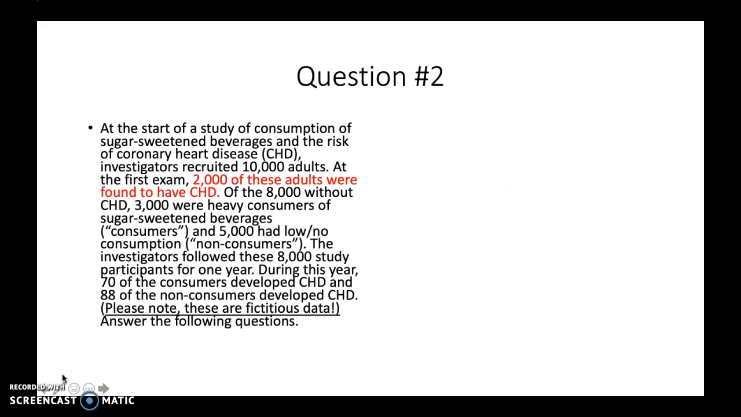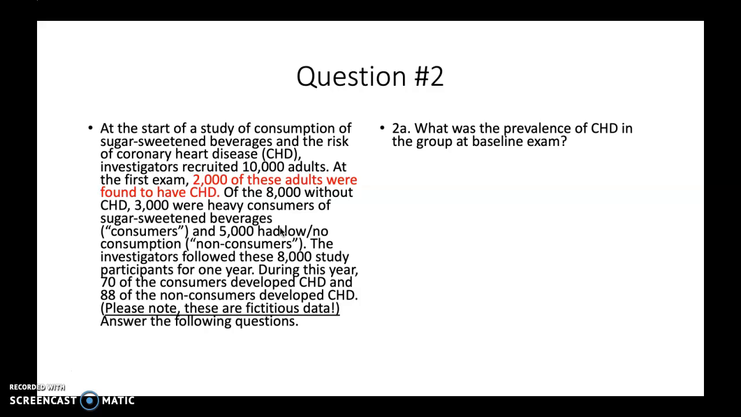So question number 2 says, at the start of the study of consumption of sugar-sweetened beverages and the risk of coronary heart disease, investigators recruited 10,000 adults. At the first exam, 2,000 of these adults were found to have CHD. Of the 8,000 without CHD, 3,000 were heavy consumers of sugar-sweetened beverages, and 5,000 had low to no consumption. The investigators followed these 8,000 study participants for 1 year. During this year, 70 of the consumers developed CHD and 88 of the non-consumers developed CHD.